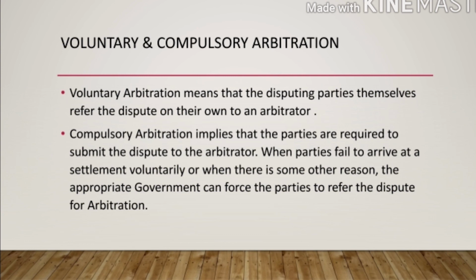In compulsory arbitration, the government may appoint a neutral third party and he can solve the problem by his own judgment. I hope you all understood the topic arbitration and the different types of arbitration, that is voluntary arbitration and compulsory arbitration. So this is the end of today's session.